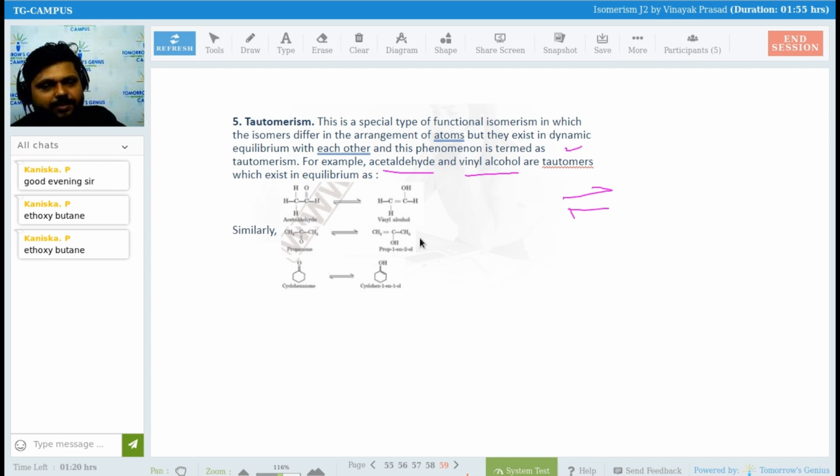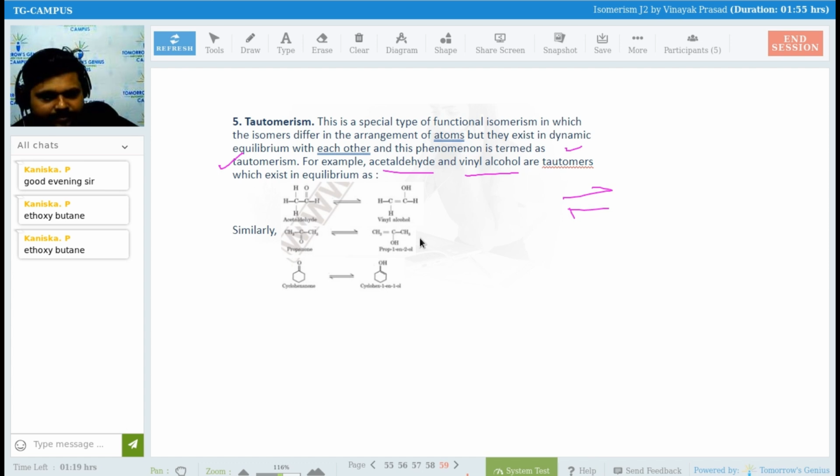So what is it saying here? This is a special type of functional isomerism in which the isomers differ in the arrangement of atoms, but they exist in dynamic equilibrium with each other, and this phenomenon is termed tautomerism. So acetaldehyde and vinyl alcohol are tautomers of each other.